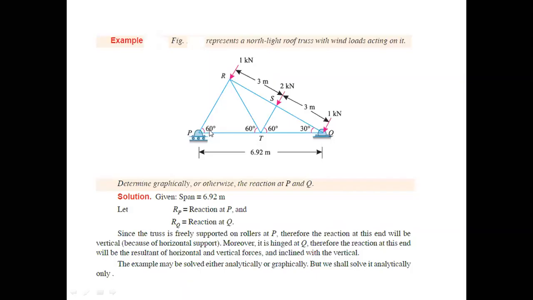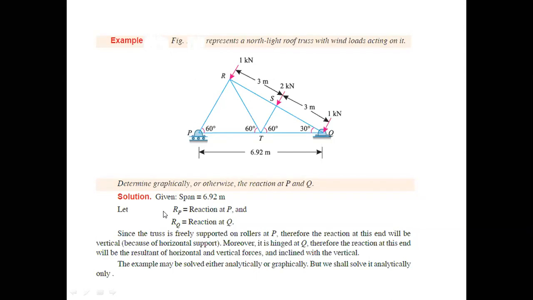And the angle is also marked here, 60 degree, 60 degree. It means this is also 60 degree, and this is 30 degree. And this is 3 meter, and loads are given in this direction. So, determine graphically or otherwise the reaction at P and Q. P is clearly shown as a roller support and Q is a hinge support. Now the total span is given, how much? 6.92 meter.